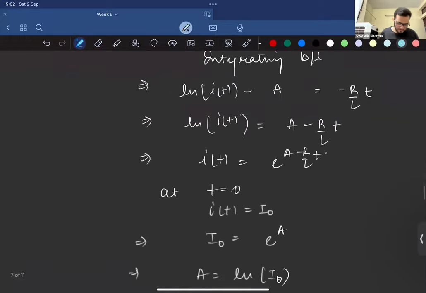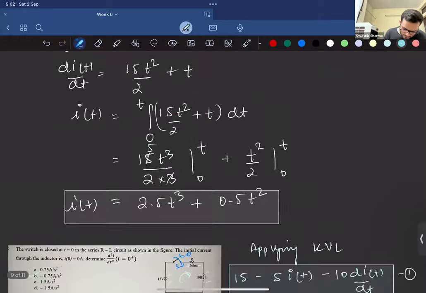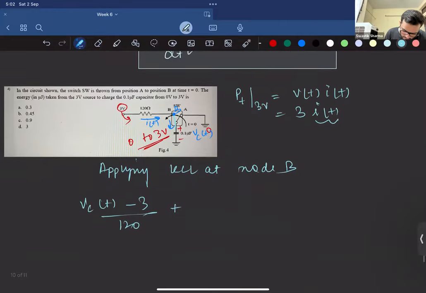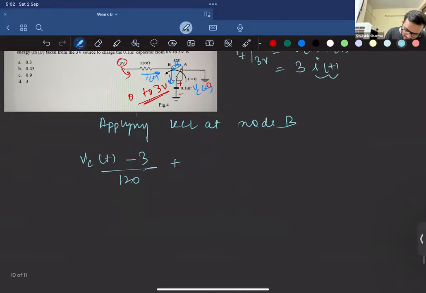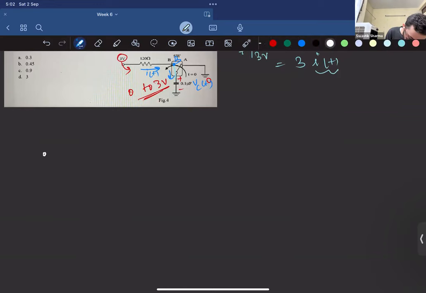Okay, let's see. So let's draw the circuit. You must not be getting it without that. So after it's connected across that switch, how does the circuit look? There is a 3 volt source with a 120 ohm resistance, and here is that.